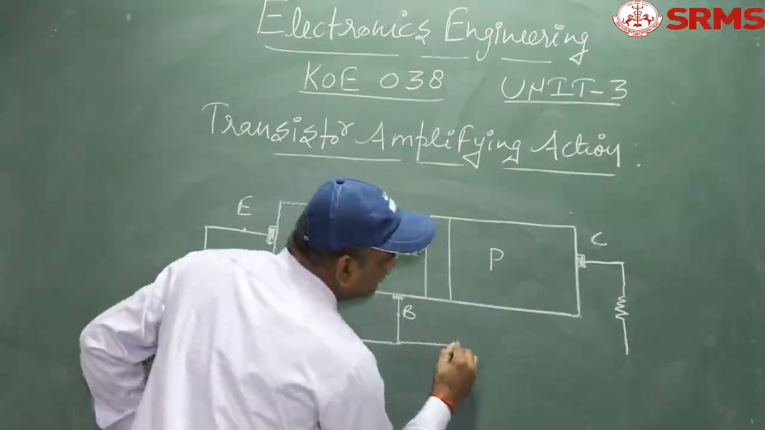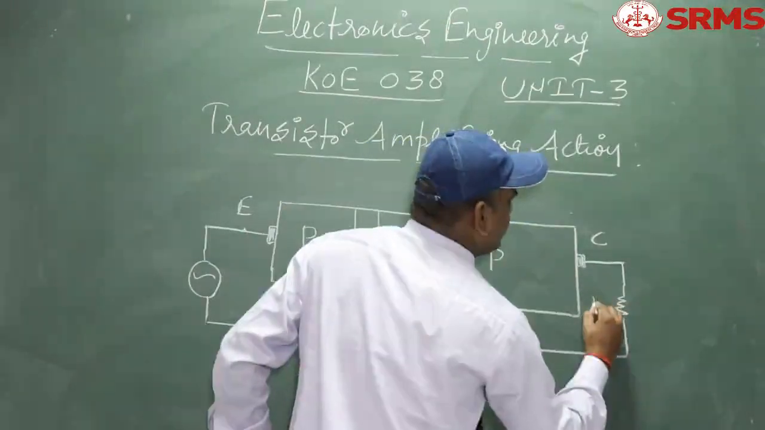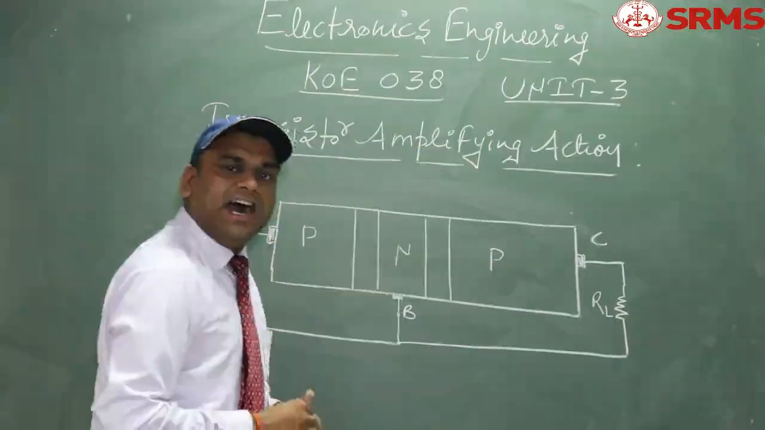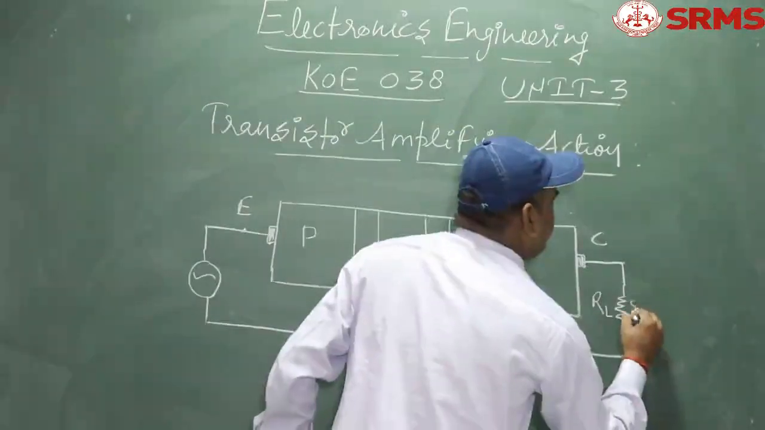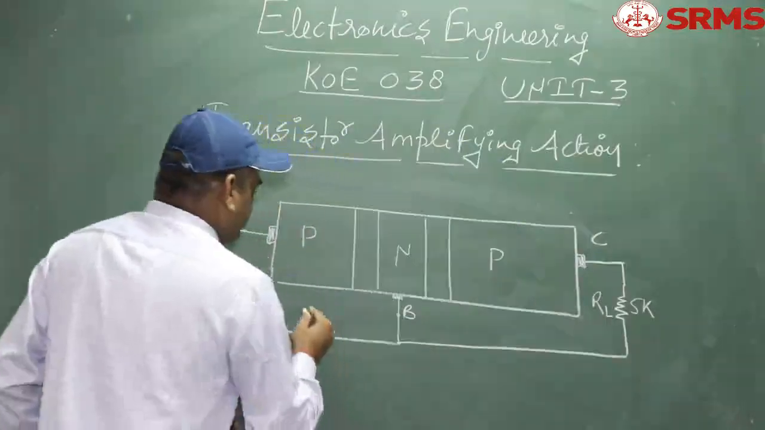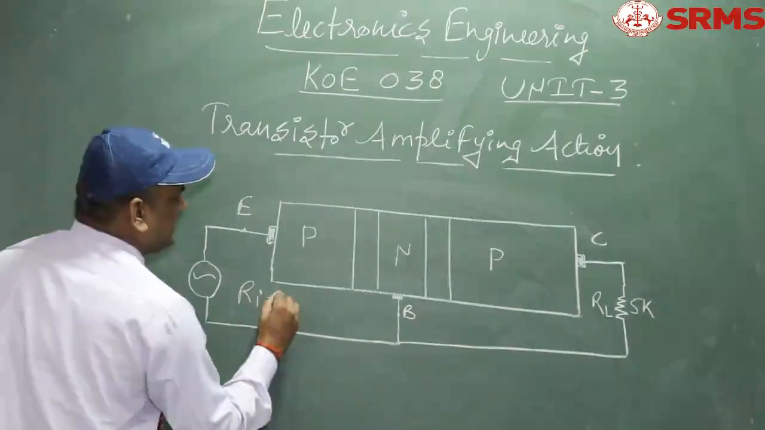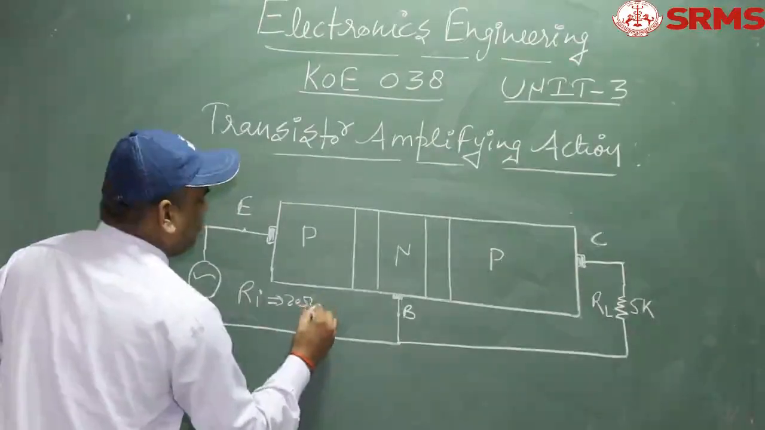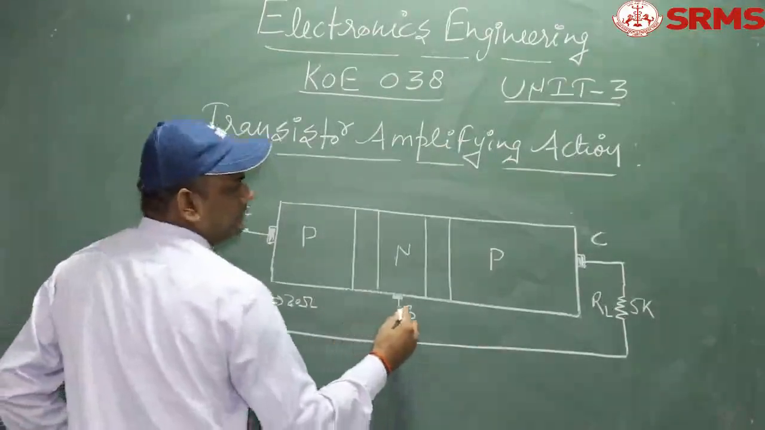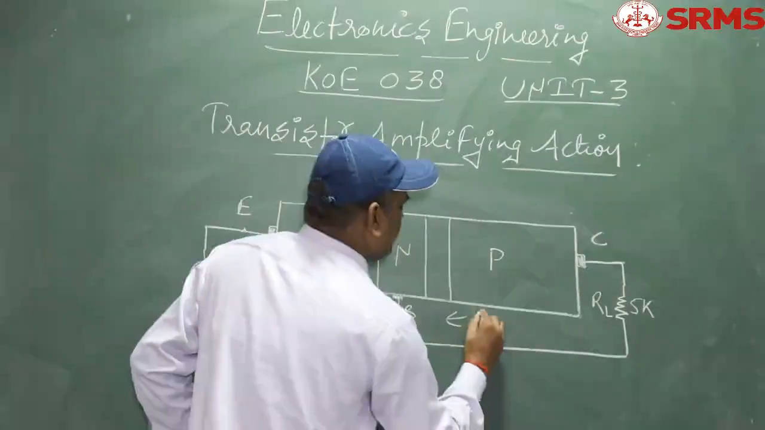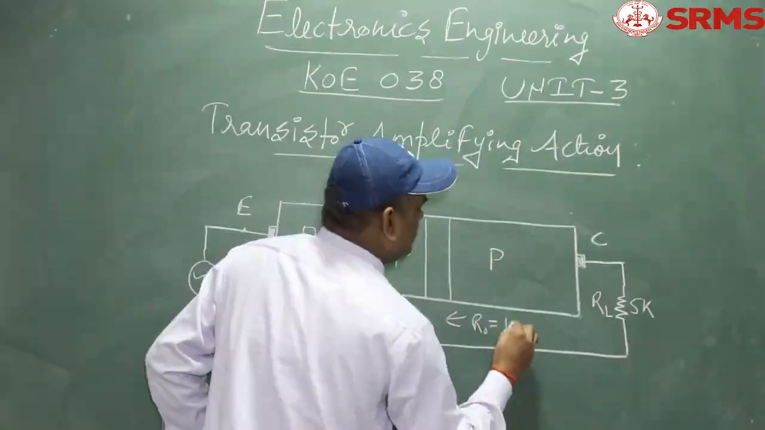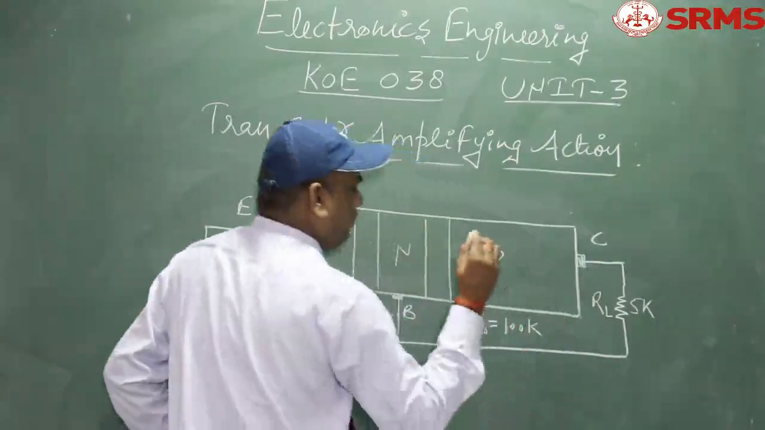Let us assume the value of the load resistance, defined here as RL, is 5 kilo ohm. And let us assume the input resistance Ri is equal to 20 ohm, and the output resistance R0 is equal to 100 kilo ohm.